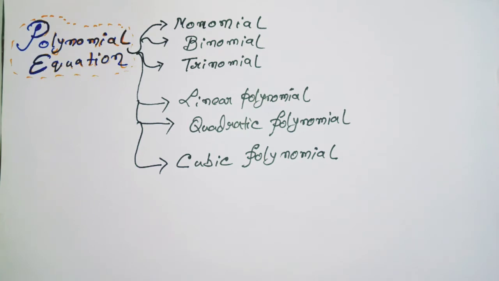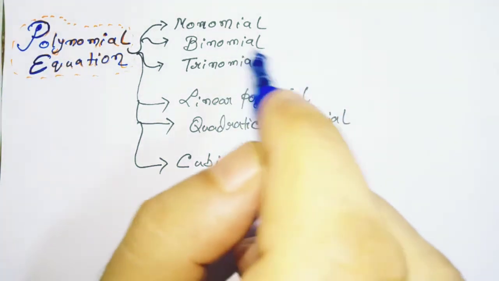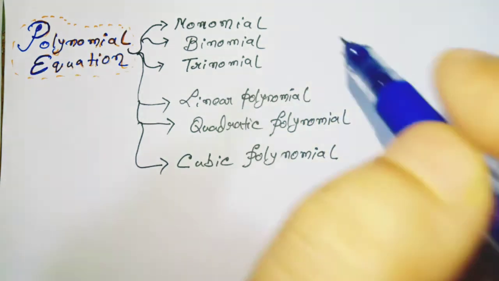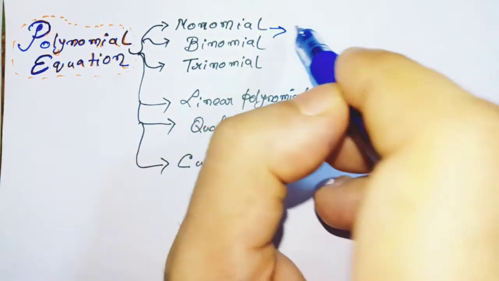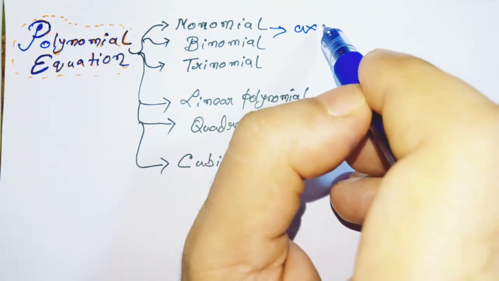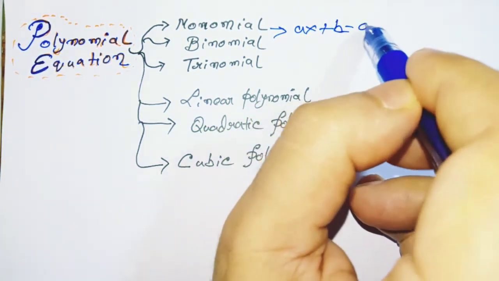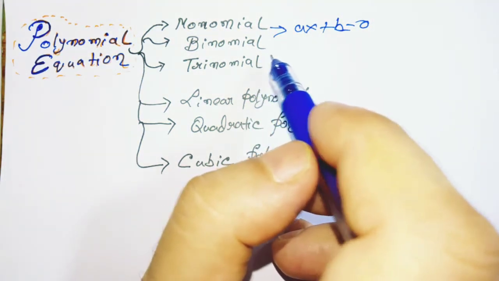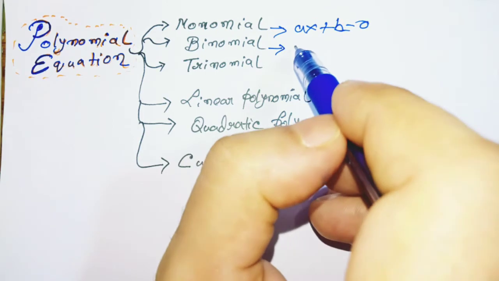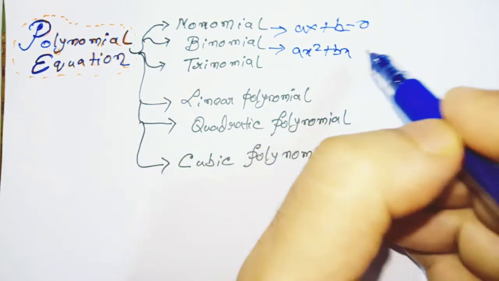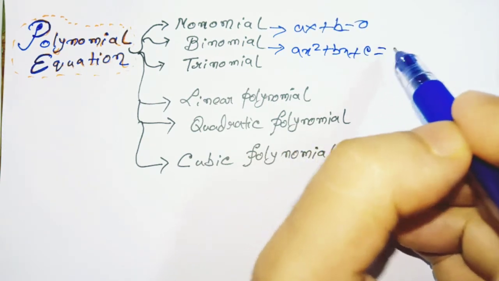I will just take one minute and explain quickly what those things are. Monomial has only one variable, so we can write a monomial equation as ax plus b equals 0. It can be x plus c equals 0, it doesn't matter. Binomial equation has two variables, so I can quickly write ax² plus bx plus c equals 0.